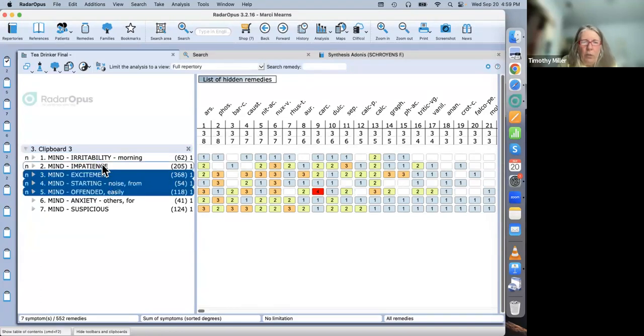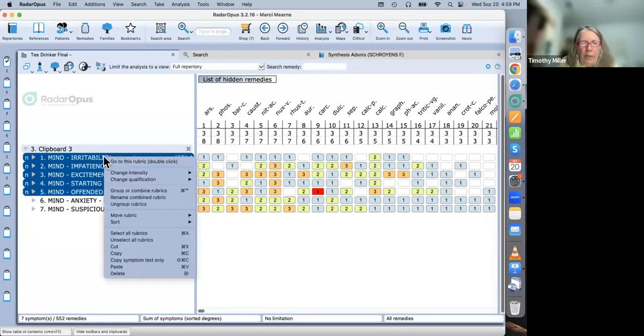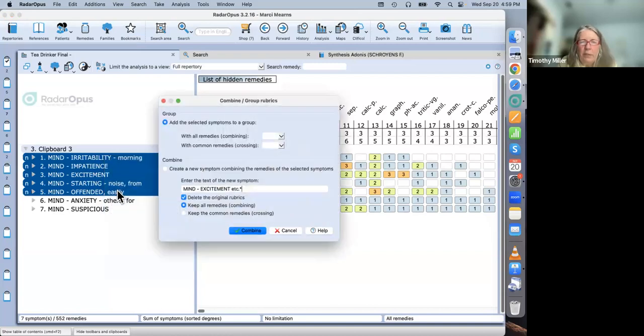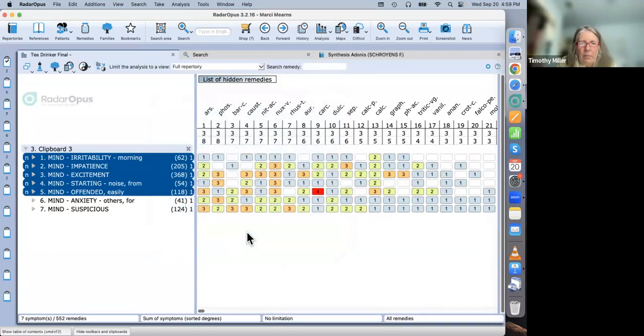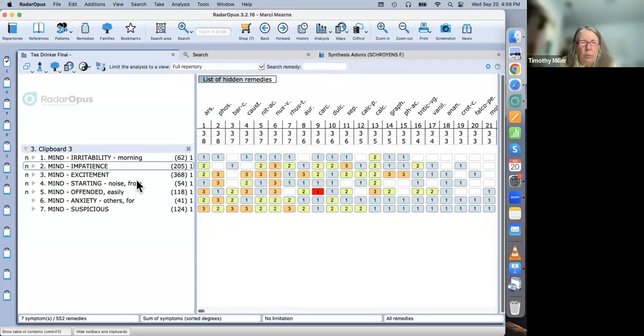I can highlight all of them. When I right click, it says group or combine rubrics. And in this case, I chose the small letter N. Those are effectively treated as one rubric. You'll notice then that in our analysis, let's look at Arsenicum, for example, this appears in 3 rubrics. This first combined rubric, and also the second two. And so on all the way down.